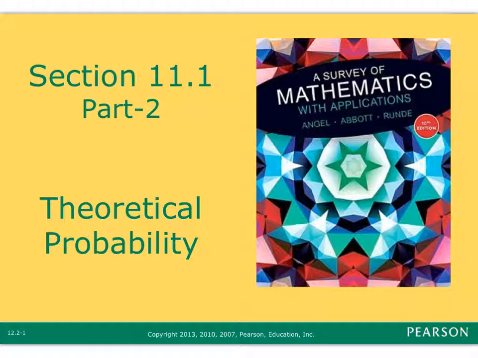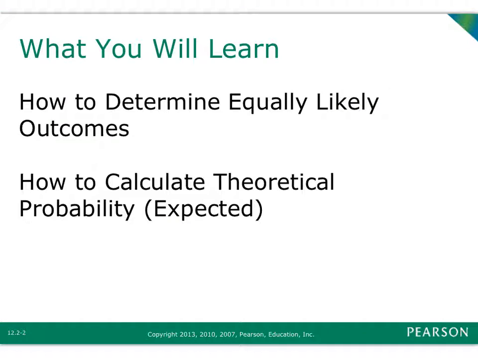This is section 11.1, part 2, theoretical probability. In the last section, we determined how to find probabilities under experimental situations, which was called experimental probability. Now we're going to learn how to determine equally likely outcomes and how to calculate theoretical probability expected.